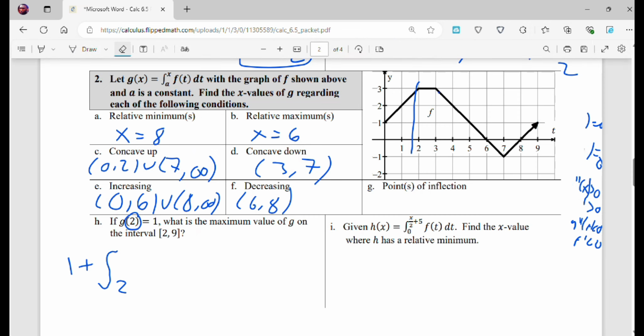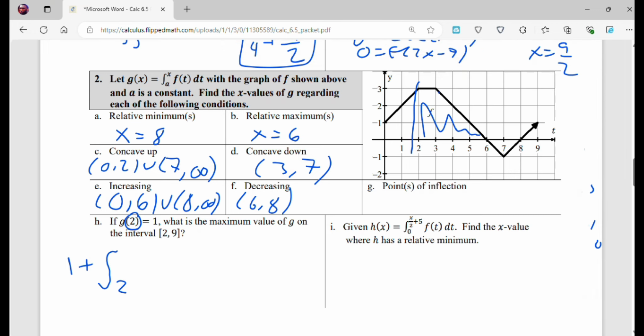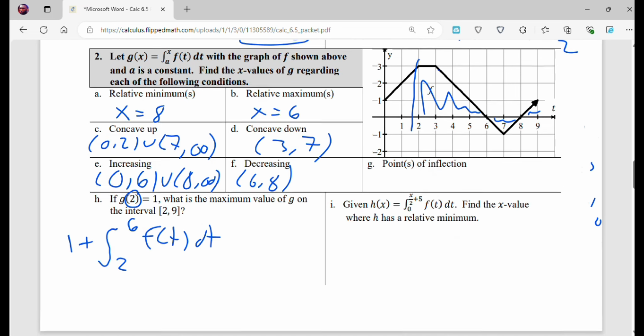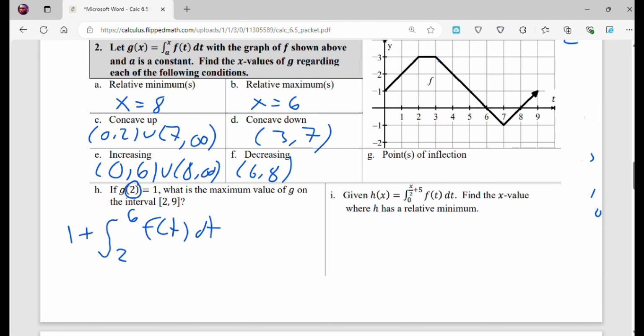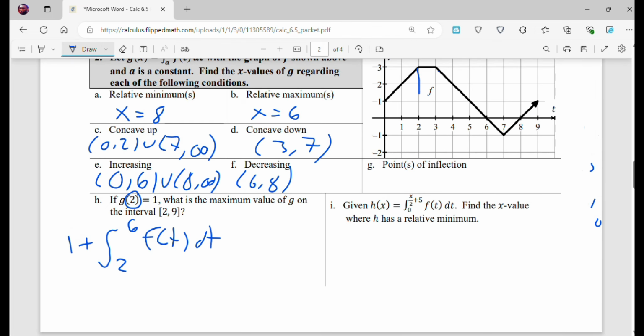Okay, so when do we have a max? We see that there's a positive area, pretty much from 2 to 6, because we have some negative area here, a bit of positive, but that negative area is greater than this positive area. And so we're only going to do the integral from 2 to 6 of f of t dt. So now I'm going to find the area.